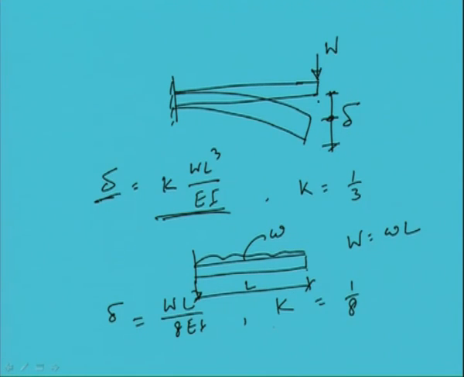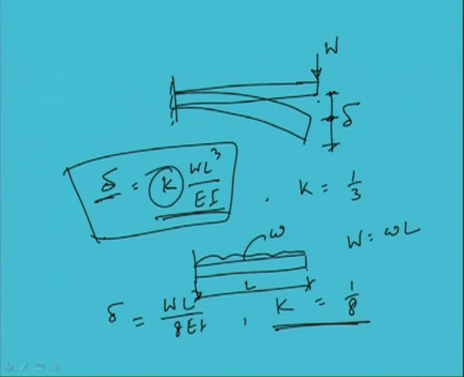So, what we are seeing is that we can make a general equation of such type, that delta is equal to k into WL cube by EI. Now, this k is the coefficient, the deflection coefficient. This deflection coefficient depends on the loading pattern as well as the boundary condition. So, in this way we can find out.